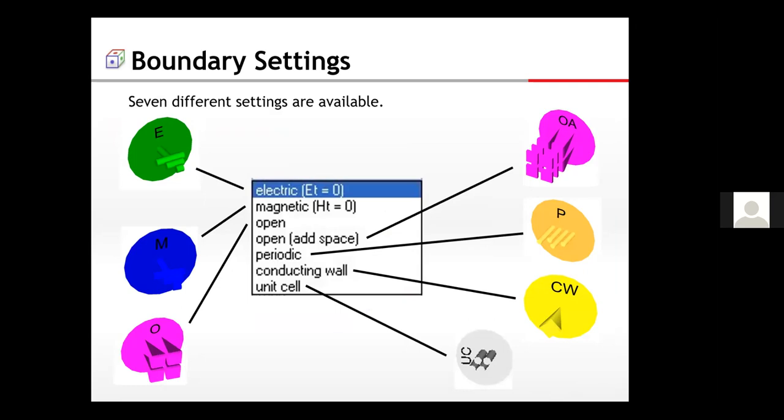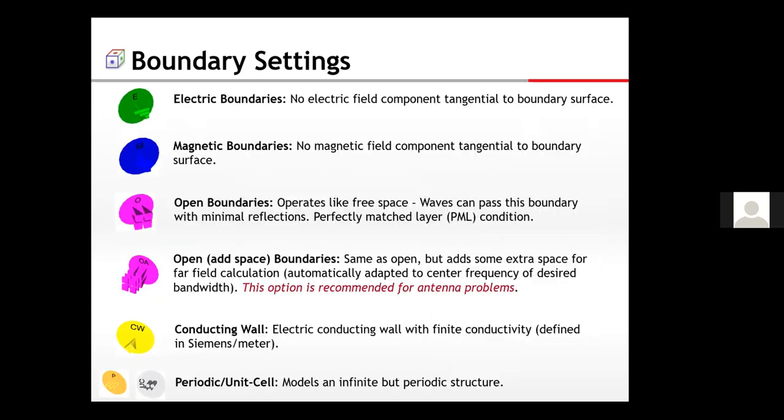Okay, open with added space is required when you are having, let us say, an antenna design, and you are interested in calculating the far field. You can't calculate the far field in the near field domain, so you must have added space. Added space will be taken as lambda by 4 at the center frequency, but you can choose it in this CST software. Other than this, there is periodic structure, then unit cell structure, and you also have conducting wall structure. You should choose it wisely. Okay, so these all are the properties.